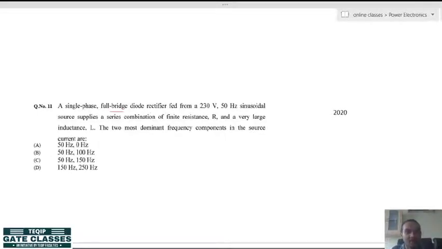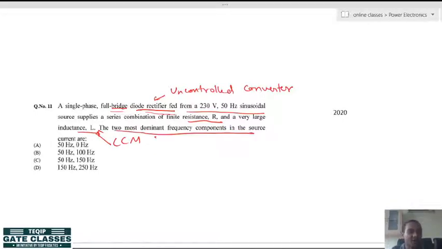Again, a single phase full bridge diode rectifier, alright, full bridge diode rectifier. Diode rectifier full bridge means uncontrolled converter, supplies a series combination of finite resistance and very large inductance. So, this represents CCM mode of load, continuous current mode. The two most dominant frequency components in the source current, how will you calculate?